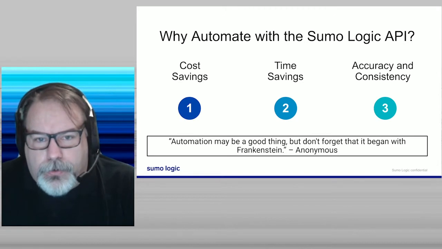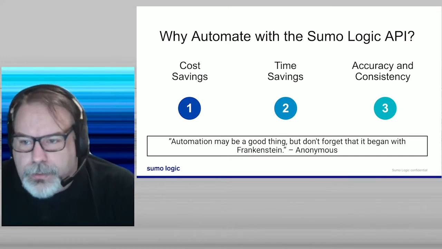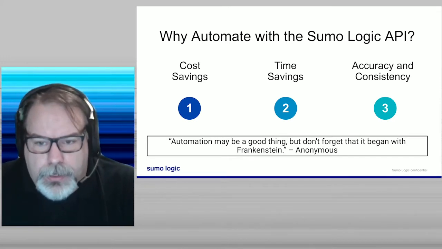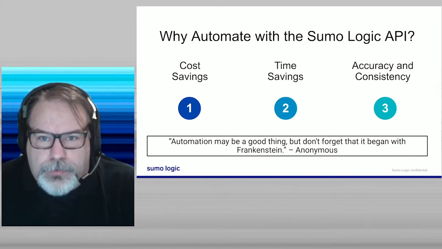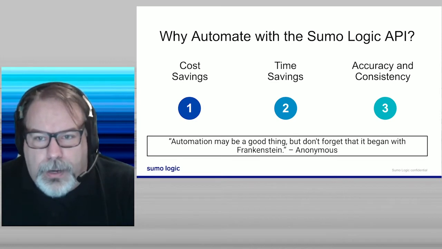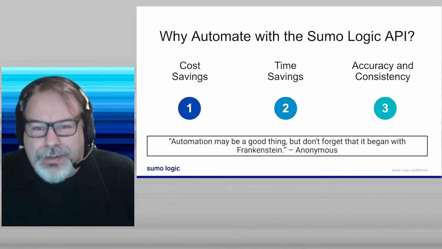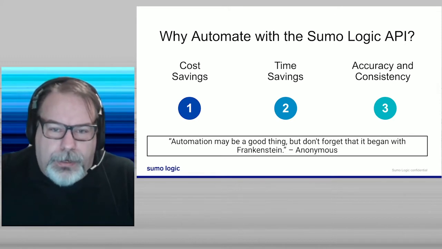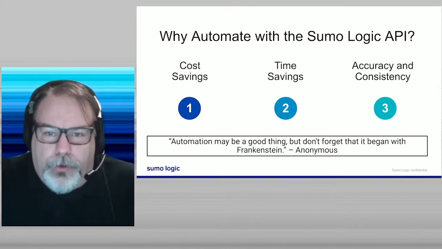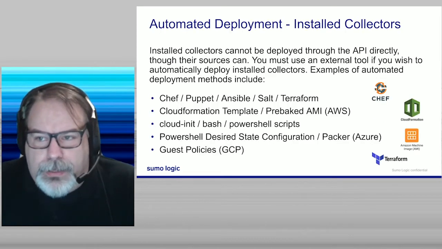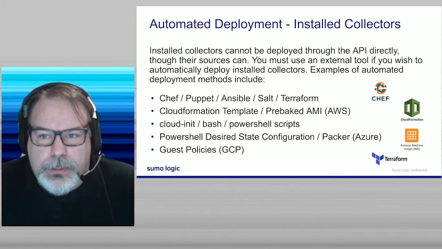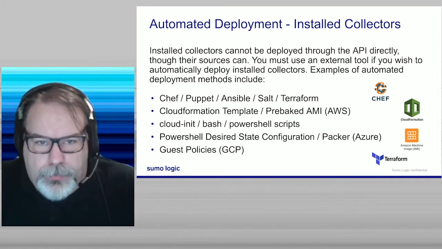So typically, the reasons for using the Sumo Logic API are going to fall into one of these three categories: cost savings, time savings, and accuracy and consistency. Just remember, regardless of which one of these is your goal, that it's probably not a good idea to automate everything. Some things are best left done as a one-off. So with that in mind, let's move forward and talk a little bit about automation in the context of Sumo Logic.